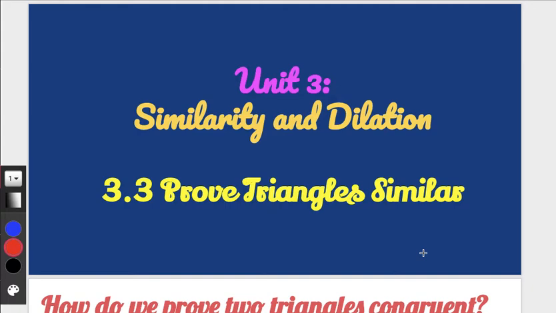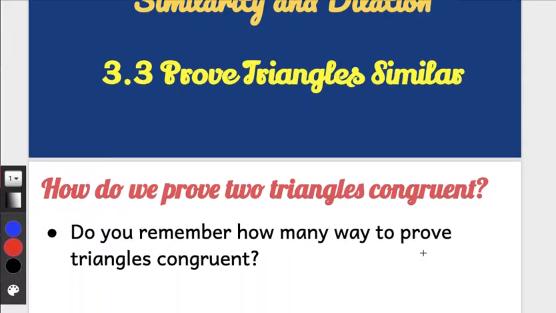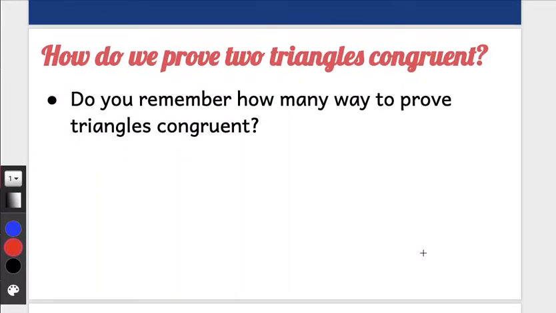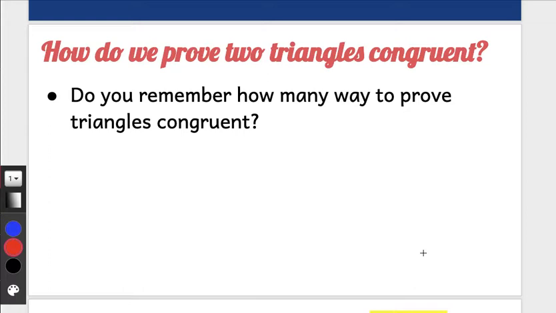Hello everyone, today we are going to continue our conversation about similarity, and today we are going to discuss how we prove triangles similar. So the first question, I want you to try to recall the memory of proving triangles congruent. In the previous unit, we discussed 5 methods to prove triangles congruent. And if you do remember, the way we call this is SSS, SAS, this kind of thing. And 5 ways to prove the triangles congruent.